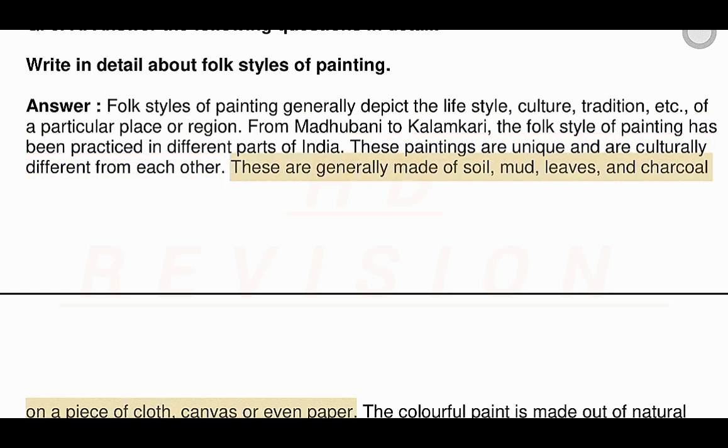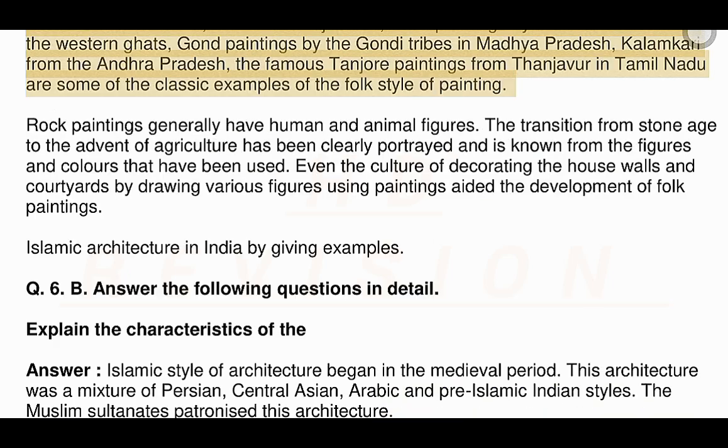These are generally made of soil, mud, leaves, and charcoal on a piece of cloth, canvas or even paper. The colorful paint is made out of natural dyes. Madhubani from Bihar, Phad from Rajasthan, Warli paintings by the Warli tribes from the Western Ghats, Gond paintings by the Gondi tribes in Madhya Pradesh, Kalamkari from Andhra Pradesh, the famous Tanjore paintings from Thanjavur in Tamil Nadu are some of the classic examples of the folk style of painting.